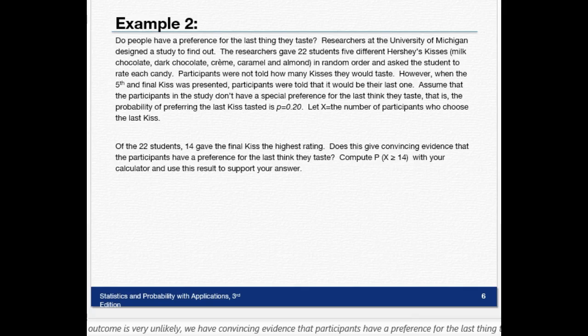So let x equal the number of participants who chose the last kiss. All right. Of the 22 students, 14 gave the final kiss the highest rating. Does this give convincing evidence that the participants have a preference for the last thing they tasted? So we need to compute the probability that x is greater than or equal to 14 with our calculator. All right? So this is a binomial situation. Either they had the preference for the last thing they taste or not. Each individual is independent of one another. There's 22 students in our trial, and the probability of a success that they gave us in the problem we're assuming is 0.2. Okay, n is 22.